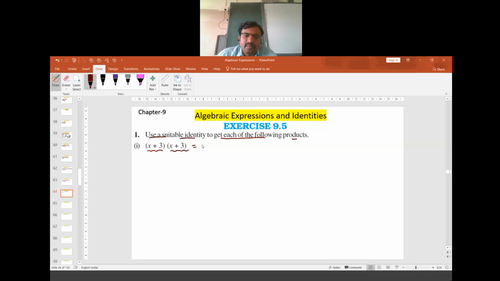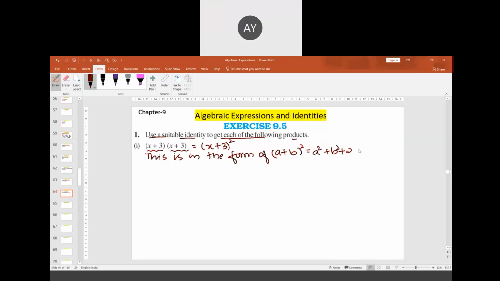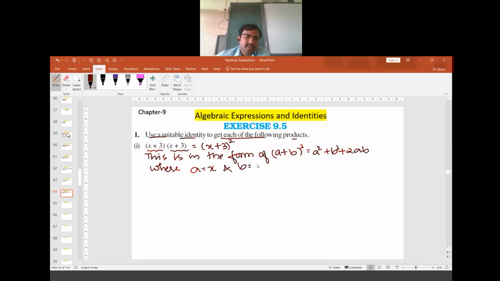So this can be written as x plus 3 whole square. Now you have to write, this sentence is important. This is in the form of a plus b whole square, which is equal to a square plus b square plus 2ab, where a is x and b is 3. This has to be written. This sentence is very, very important. You have to write.